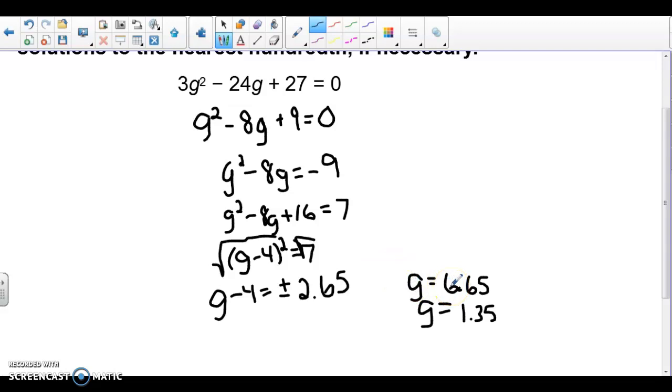Remember, these are the x-intercepts or the roots. It's just a different way of finding it. We're finding it by completing the square.